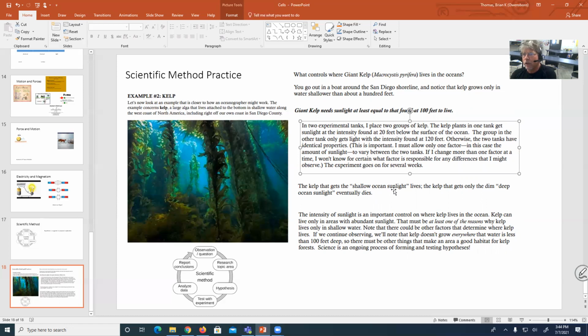And then you have your analysis. You pick up on that the kelp in shallow ocean sunlight does well, and the kelp in the dim, deep ocean sunlight doesn't do so hot. And then you report it, and you're looking for something that sounds more like reporting. So again, on the GED test, if you get some of these in the right order, you're going to get points. You don't have to get this in perfect order. It will give you partial points on the GED test.